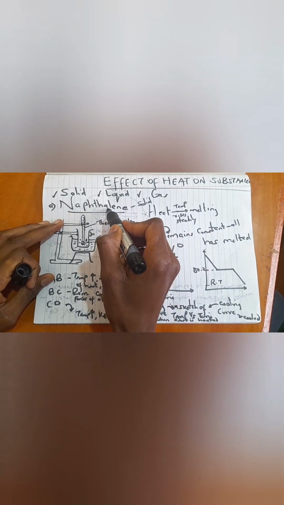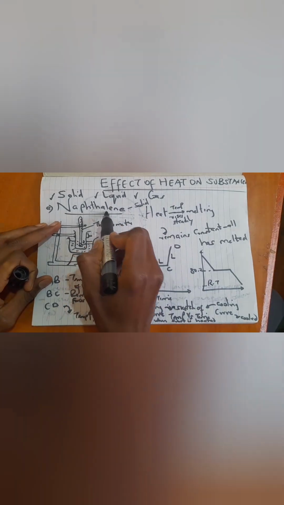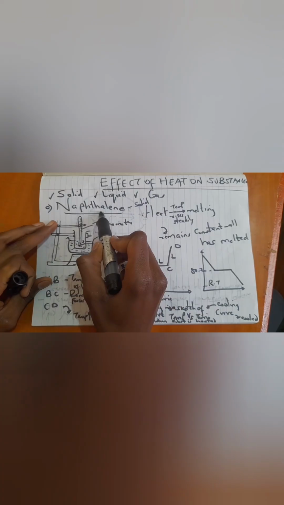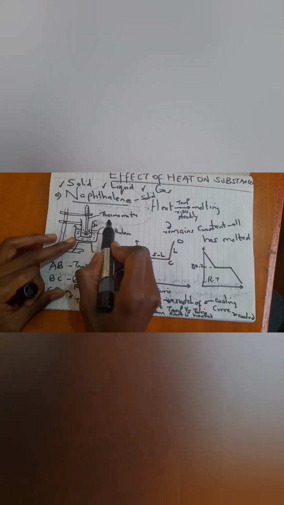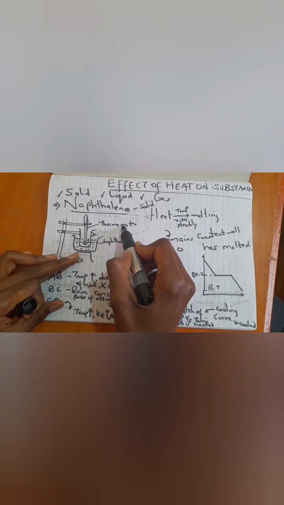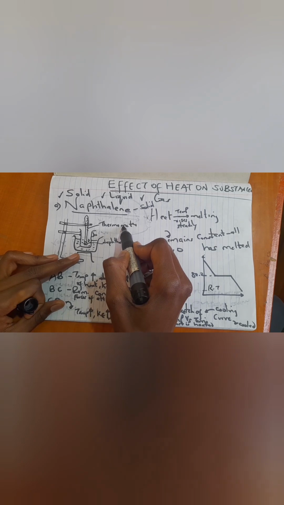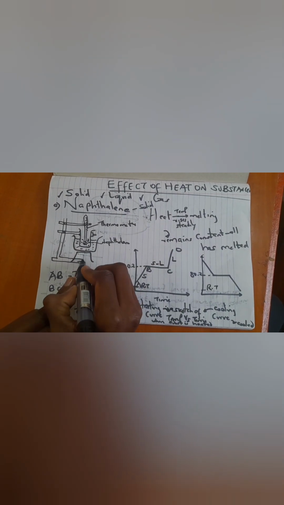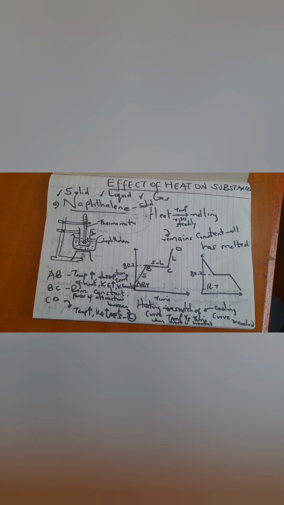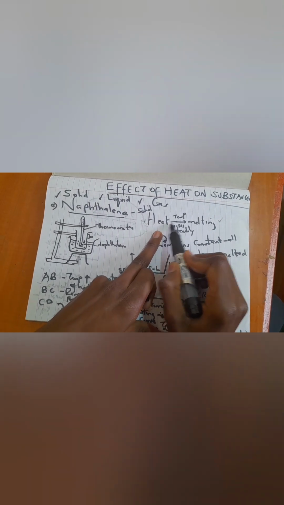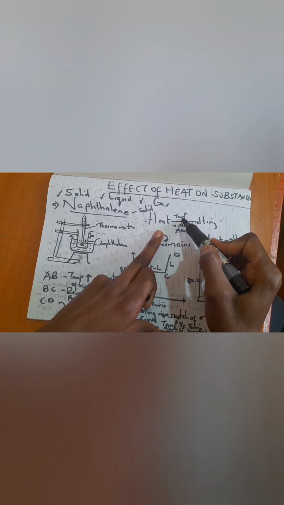Now, the first thing that we need to look into is naphthalene. Naphthalene, remember, is a solid. Therefore, we need to understand what happens in the naphthalene. Here, there is a thermometer whose work is to record the temperature of naphthalene, the temperature at which naphthalene melts. We have naphthalene itself here, which is our solid, and here there is our source of heat.